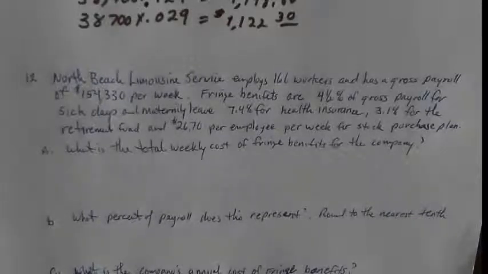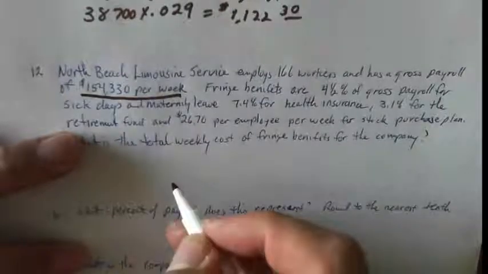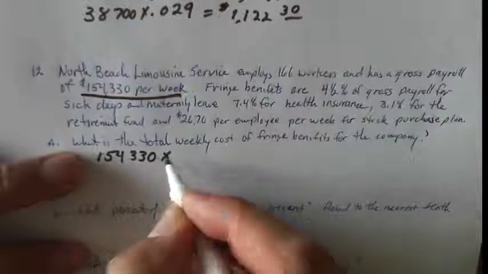Just to make sure you understand where to apply the weekly limits: if there is a weekly limit, and your money is always going to be over this limit, you only get taxed on that difference amount right here. So okay, 154,330.